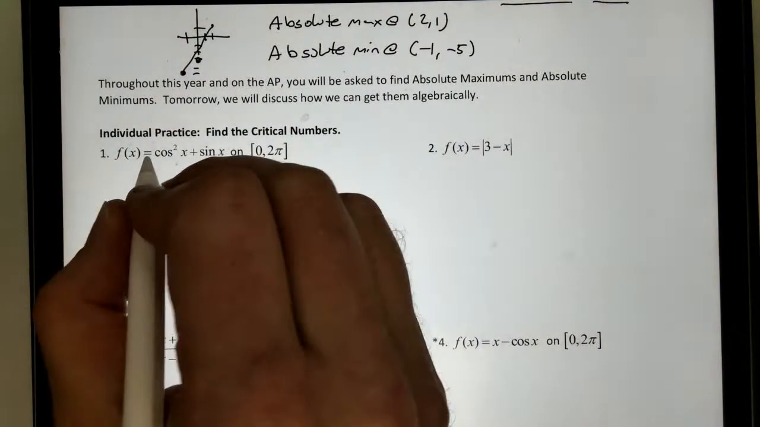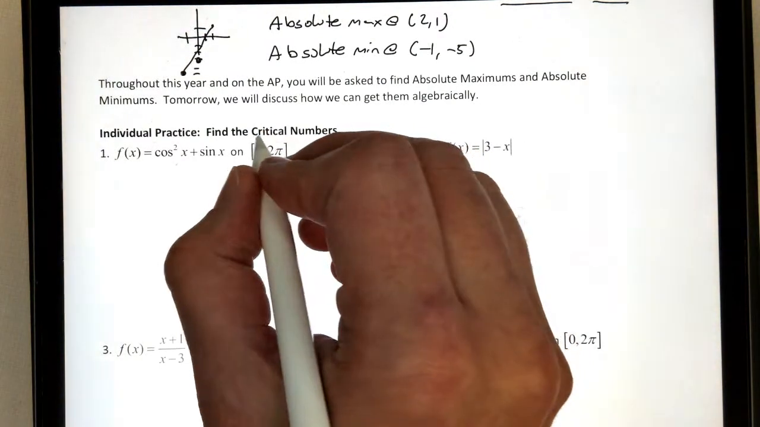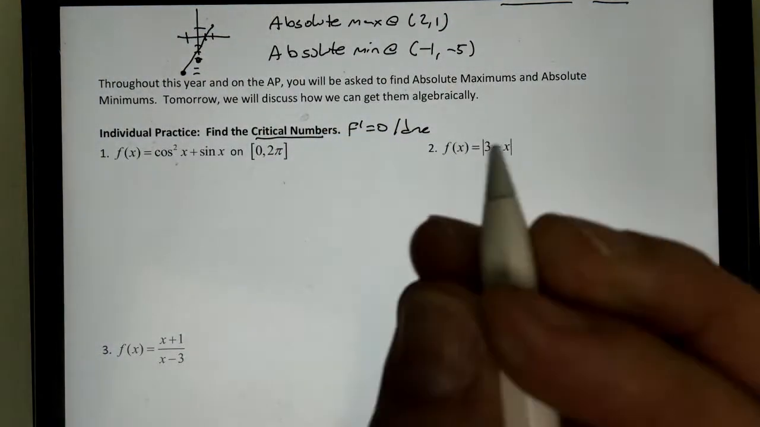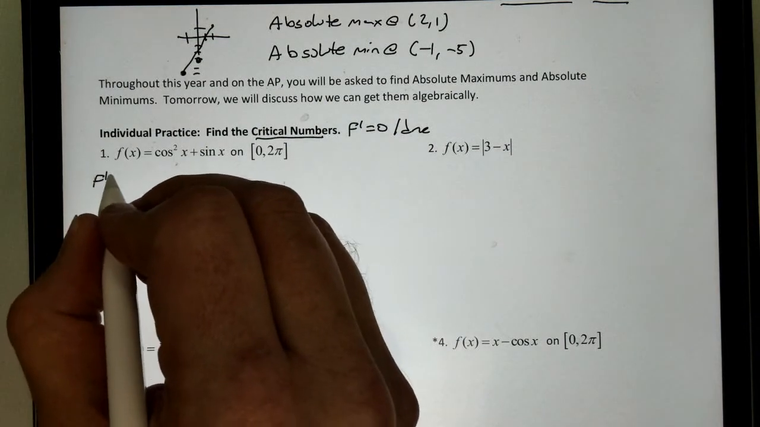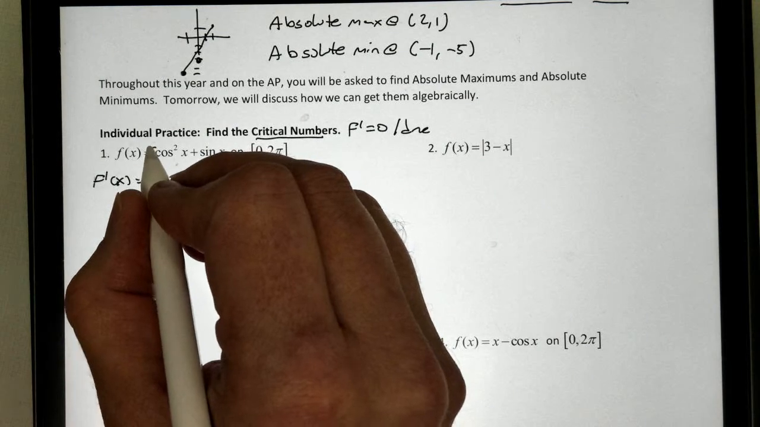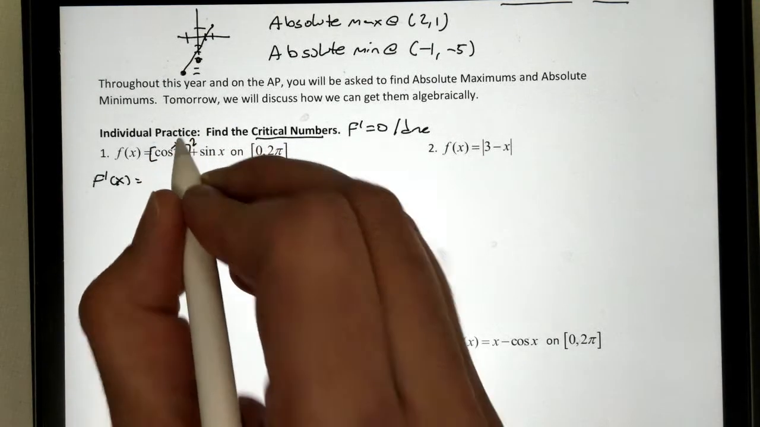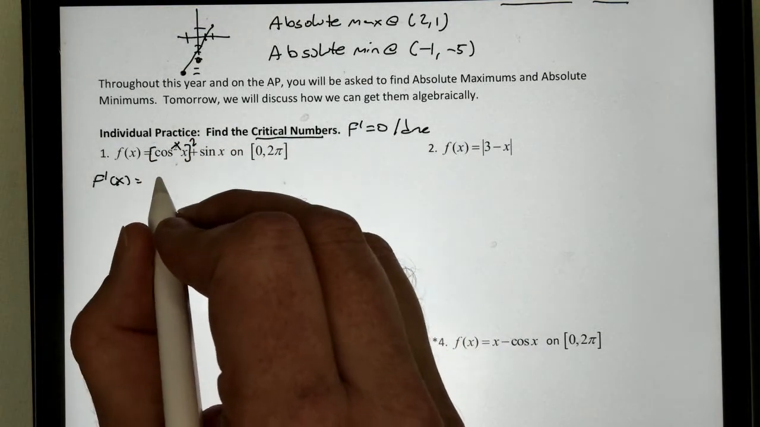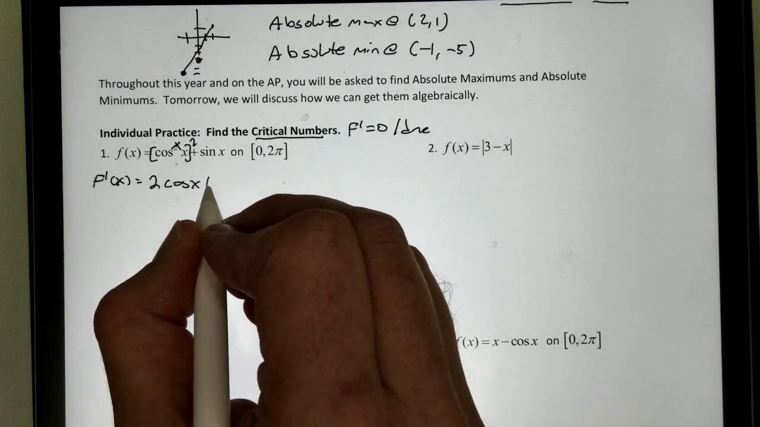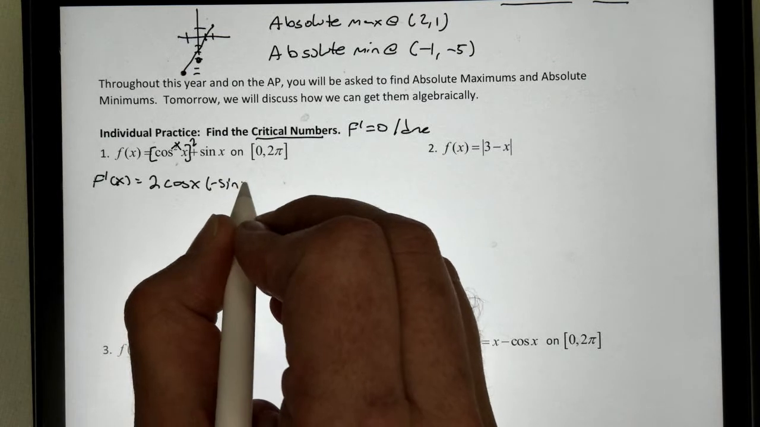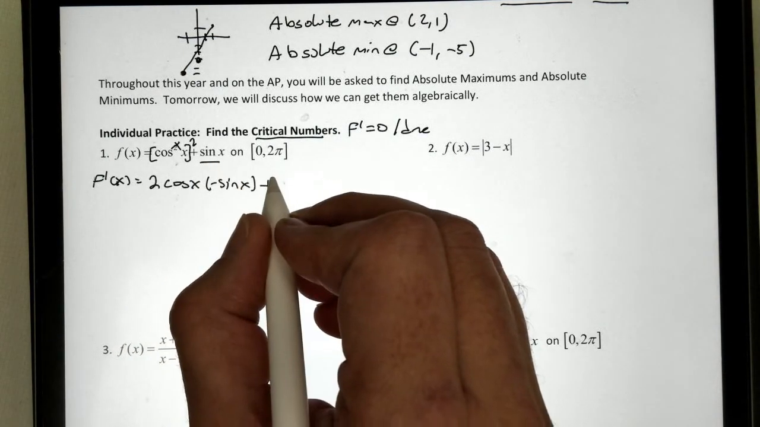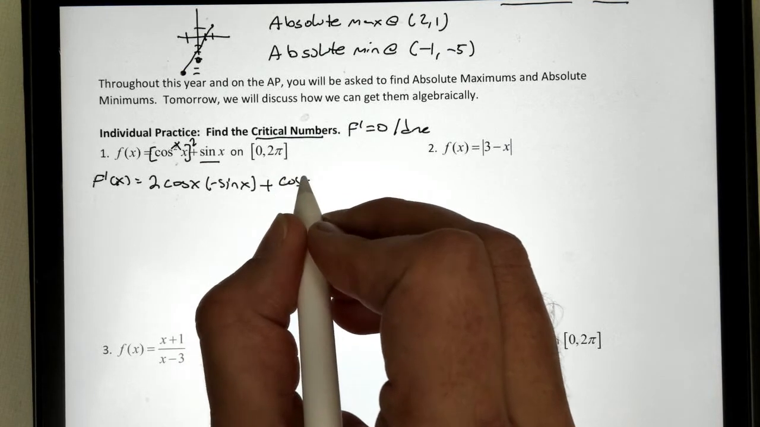We want to find this derivative and get the critical numbers. Remember, we want where the derivative is 0 and where it does not exist. So I'm going to take my derivative. Be careful. I don't like cosine like this, so I'm going to write this as cosine squared on the outside. Chain rule, we should get 2 cosine of x times the derivative of cosine, which is negative sine of x, plus the derivative of sine, cosine of x.